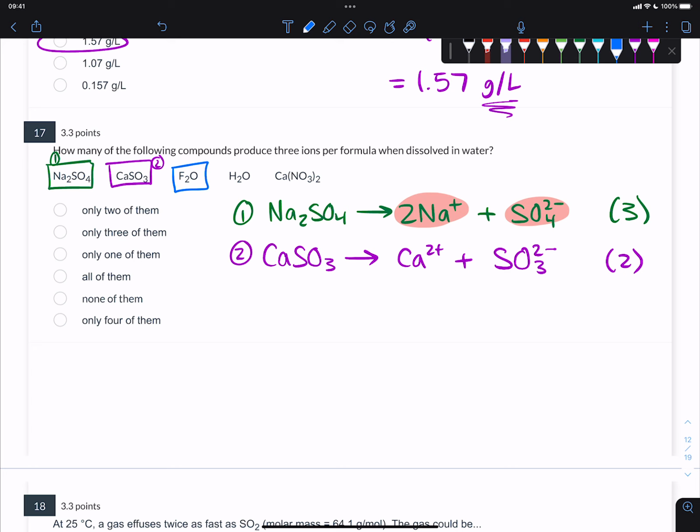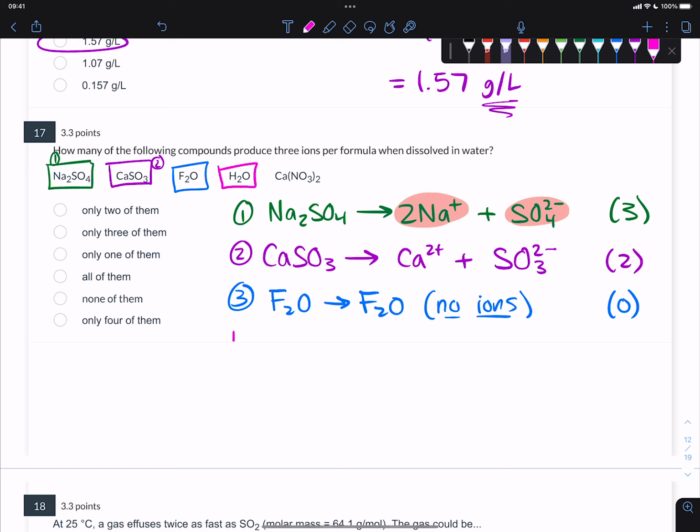F2O. So this is going to be a molecular compound. So F2O just becomes F2O, no ions. So we're going to say none. For H2O, same thing. It's molecular, and it's technically an acid and a base, but also neither, so there's going to be no ions. No net number of ions. So we're going to say none.